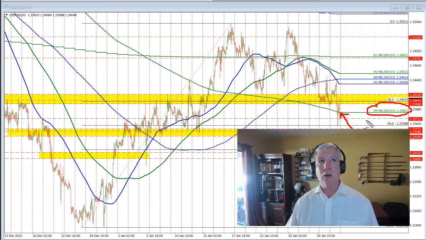So there you go. I looked at some of the major currency pairs after the FOMC rate decision, waiting on Fed's Powell next.